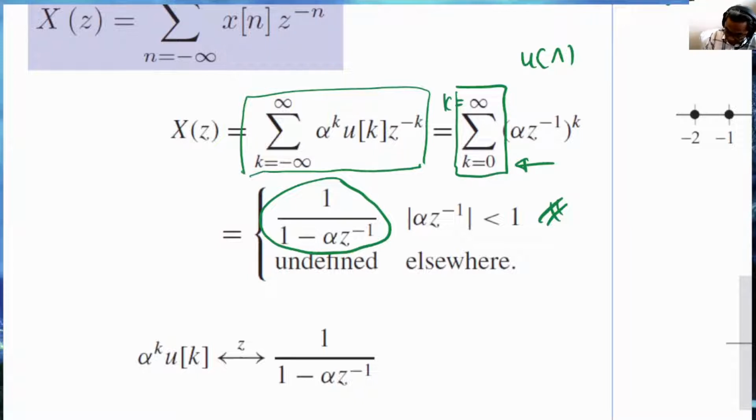Now, provided that this term is less than 1, then you'll realize that as k goes up to infinity, this term will become smaller and smaller very quickly, and hence the sum converges.